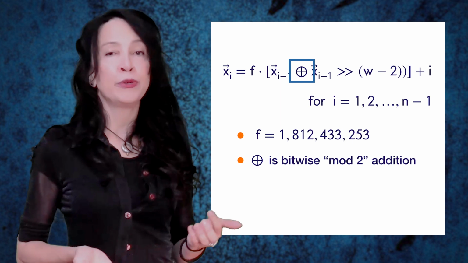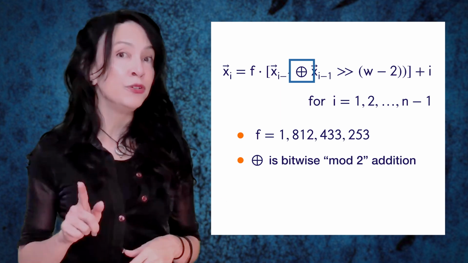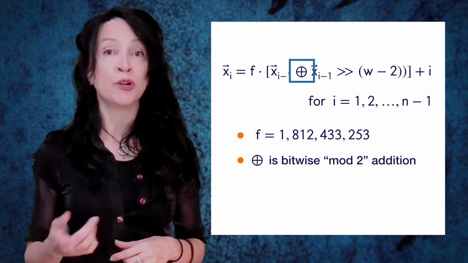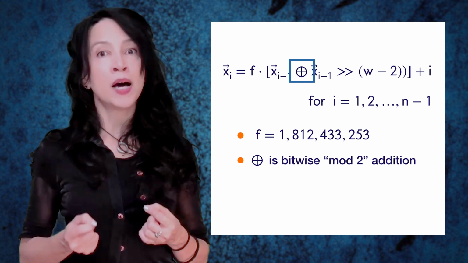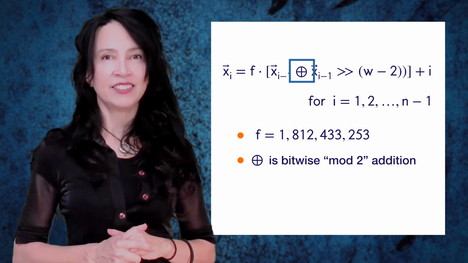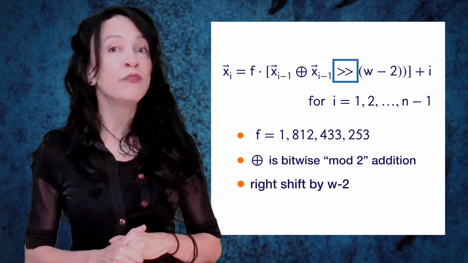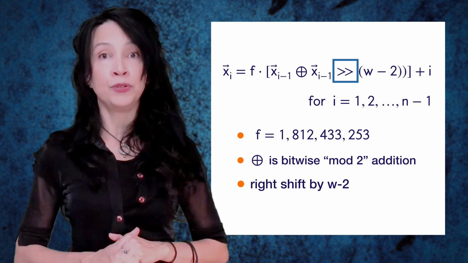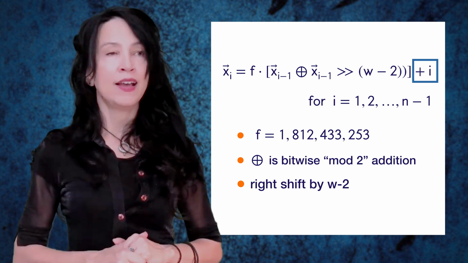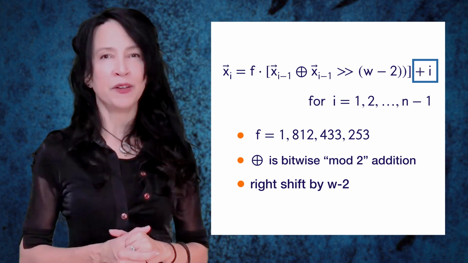So if you add 0 and 0, you get 0. If you add 0 and 1, you get 1. But if you add a 1 and a 1, you get 2, and mod out the 2, that is 0 again. So this is component-wise addition mod 2 or bitwise addition. This, of course, is the right shift operator, and the number of units we're going to shift these numbers is W, the word length, 32 minus 2. And then this is just an index i that increases as you go through the columns.